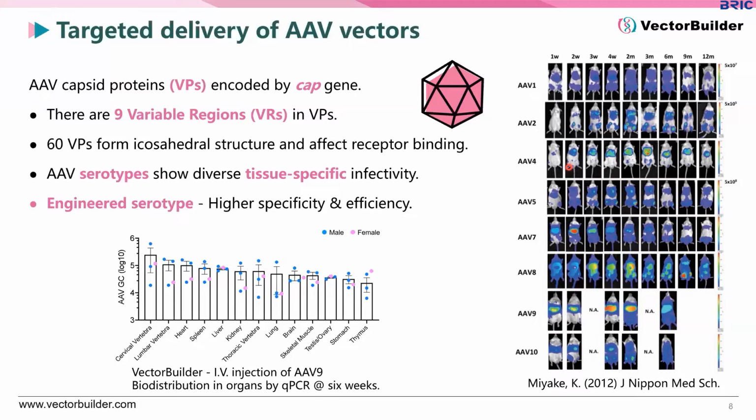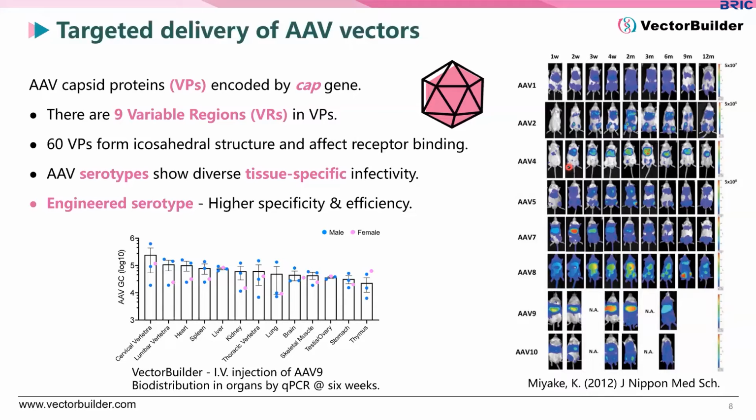These ultimately lead to a lot of different wild type serotypes, and they show diverse tissue specificity and infectivity. They have been published and studied, I would say, very comprehensively. For example, the literature that I show here, from back in 2012, nicely shows a biodistribution profile of different AAV serotypes in a mouse model. And of course, at VectorBuilder, we have also run a lot of internal biodistribution analysis on these AAV vectors.